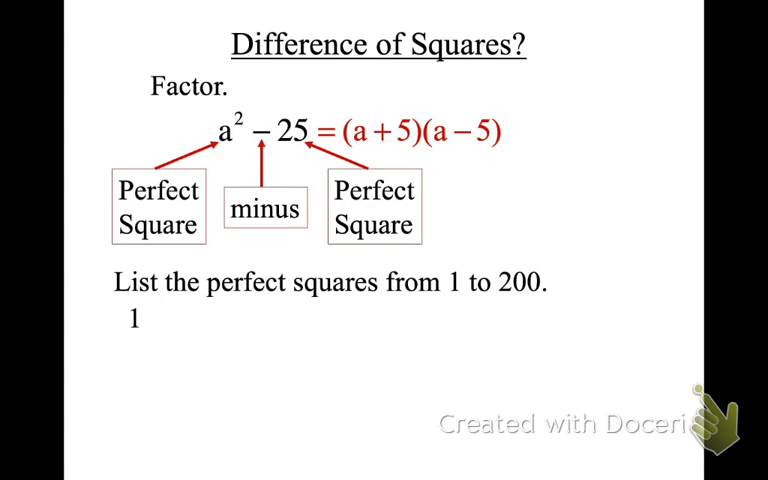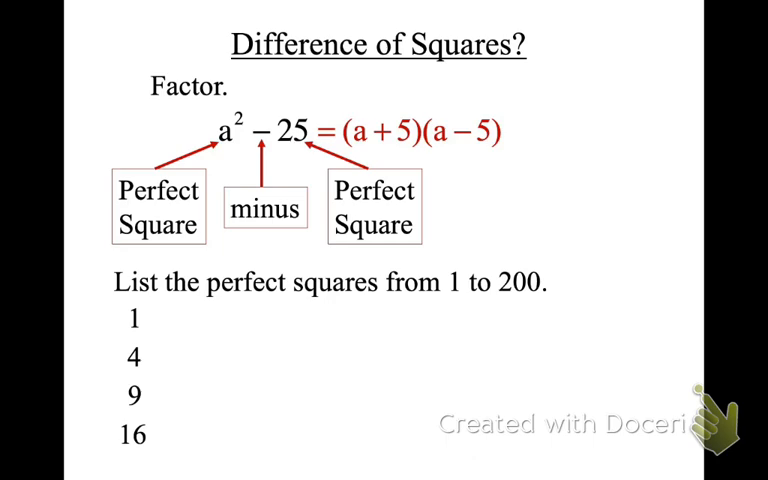The next perfect square, Carter? 4. The next perfect square, Bryce? 9. The next one, Annabella? 16. How are we getting these? Each of the numbers you listed has a root. How am I knowing this order? You're starting with 1 and squaring it: 1 squared, 2 squared, 3 squared, 4 squared.